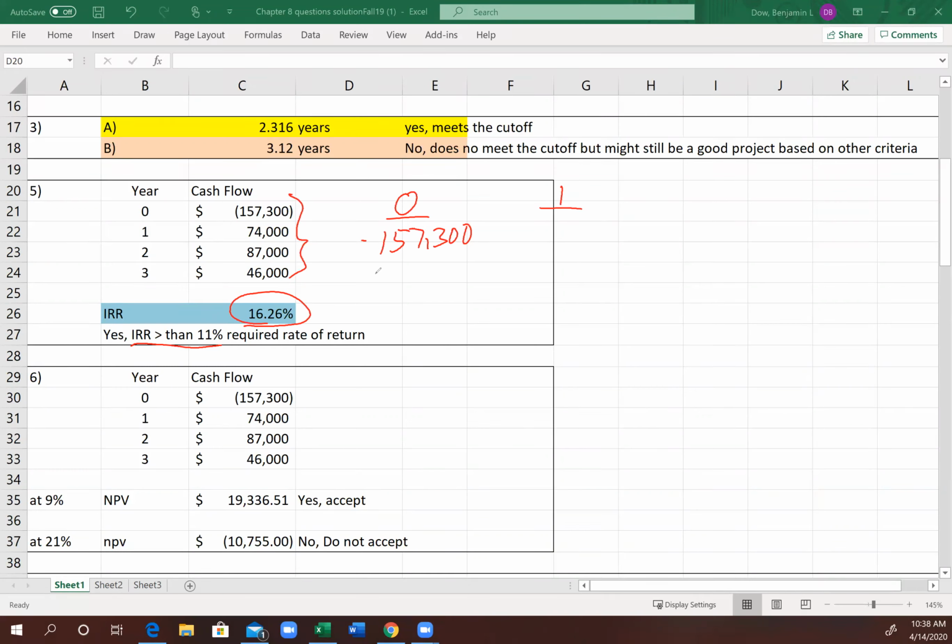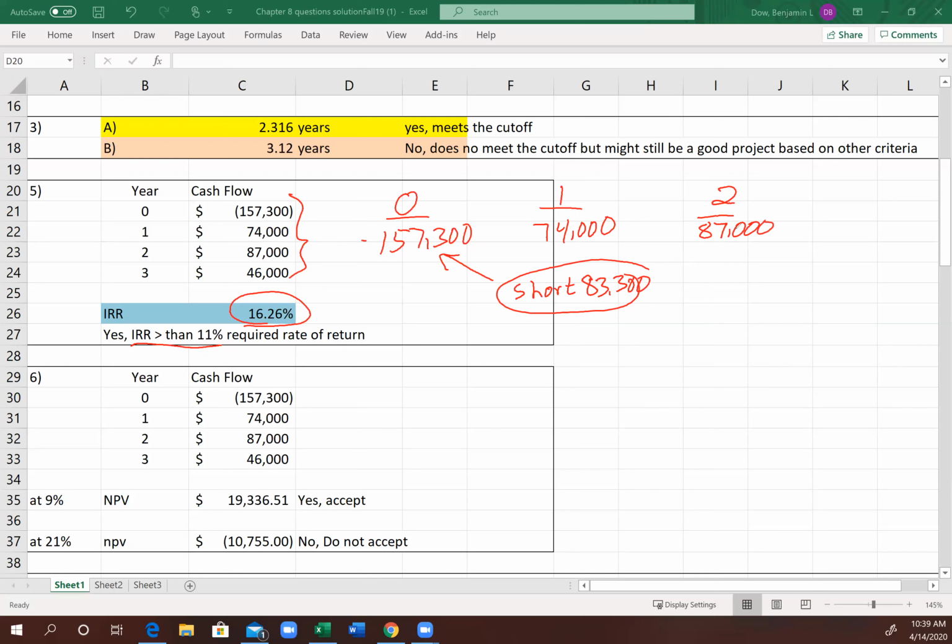So you spent $157,300. In year 1, you're expected to get back 74,000. Just looking at how quickly you get paid back, if you get back 74,000 in year 1, you're still waiting on $83,300. That is what you're short before you get paid back. In year 2, you're expecting to get back $87,000.